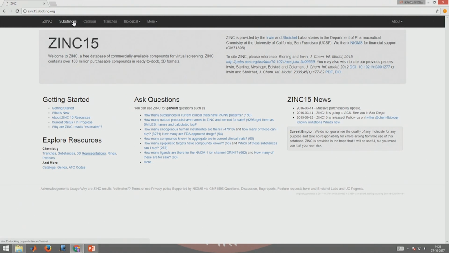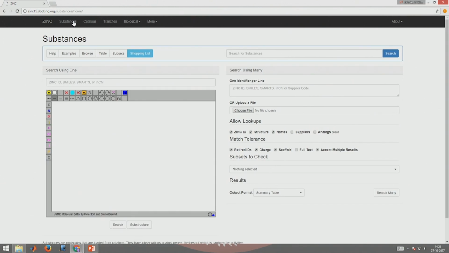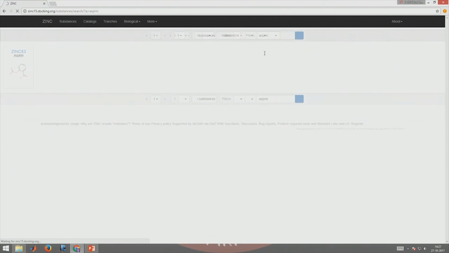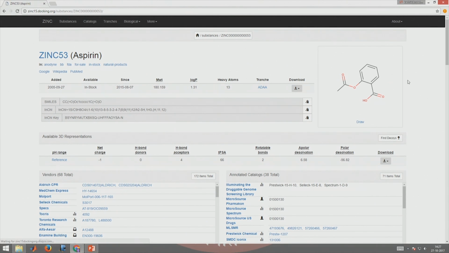Now, with this ZINC database, how do I go about searching? I can click on this, search for a substance. I can type, for example, aspirin. Yes, so we find the structure, I click on it. It gives a lot of information.